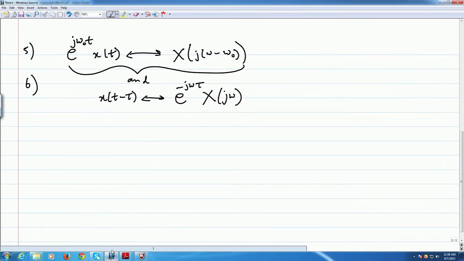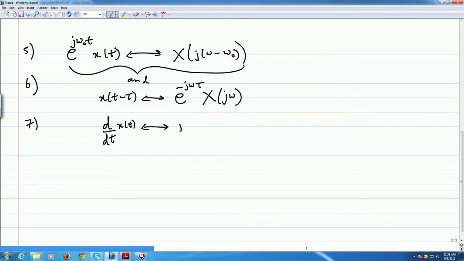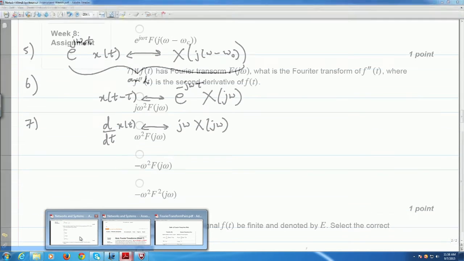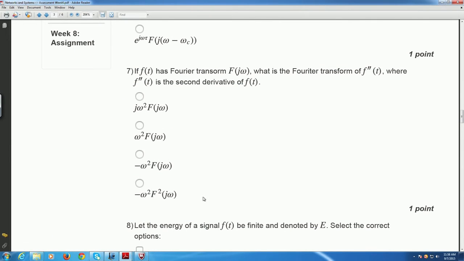The derivative property is quite easy. The derivative property is d by dt x of t transforms to j omega x of j omega. Now, you take this and differentiate again and use the same property, you will get the answer. So, it is an easy application. You have to just pay attention to the details, making sure you do not miss the minus sign or the j or something.